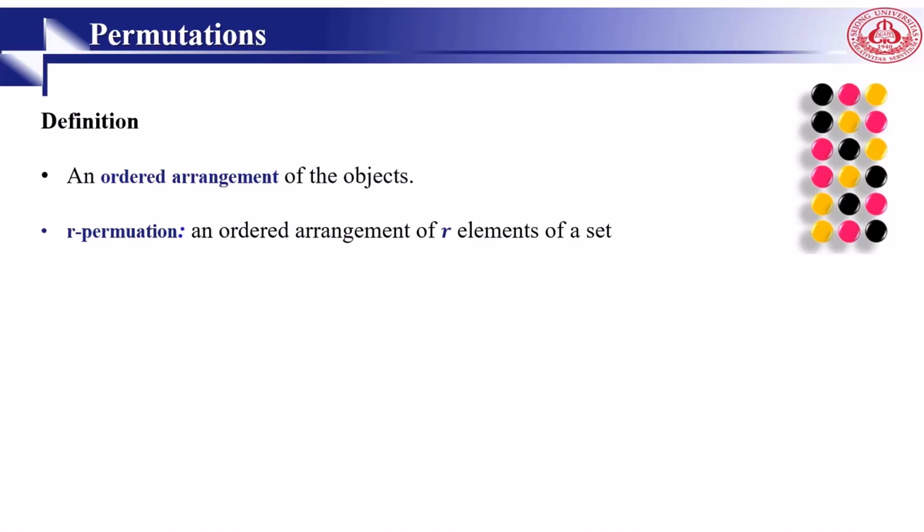A permutation of a set of distinct objects is an arrangement in an order. Order is very important here. An arrangement of the objects is called a permutation. In permutation, the order of objects is very important. We can have an r-permutation, an ordered arrangement of r elements, and r can be any integer.